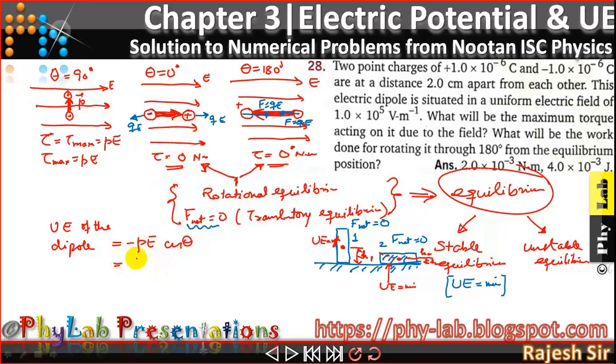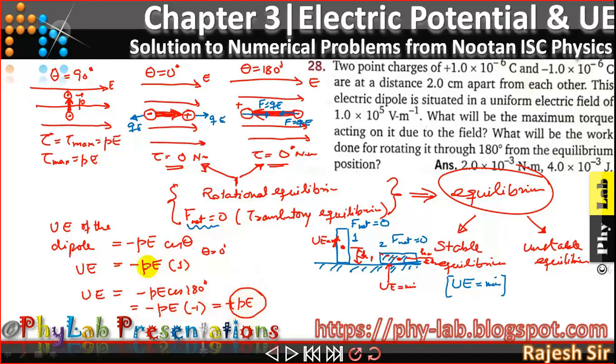In the first example, theta becomes 0. So minus pE, if theta is 0, it will be cos 0 and cos 0 happens to be 1. So potential energy comes out to be minus pE. Now for the second one, potential energy will be minus pE cos 180 degree. Isn't it, friends? Now cos 180 degree is minus 1. So this becomes minus pE times minus 1, so that becomes plus pE.